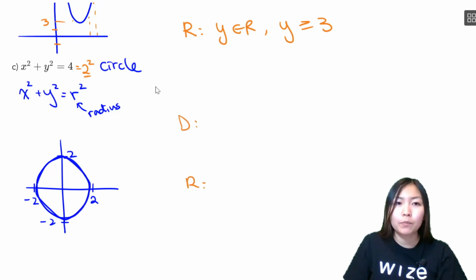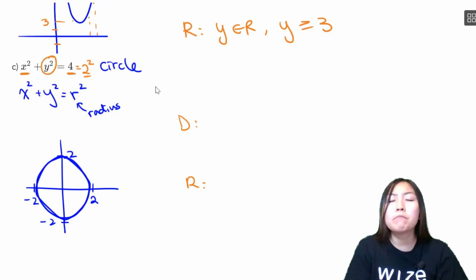What are the restrictions? Well, you might be thinking, why are there restrictions, Jess? I can put in any number for x and I can square it, no problem, right? But the problem is if I put in a number for x and square it, and I add any y squared, which is always positive or 0, I'm going to get numbers that may be bigger than 4. For example, if I put x equals 3, 3 squared plus any y squared is going to be bigger than 4, which is not allowed because my equation says that x squared plus y squared has to equal 4.